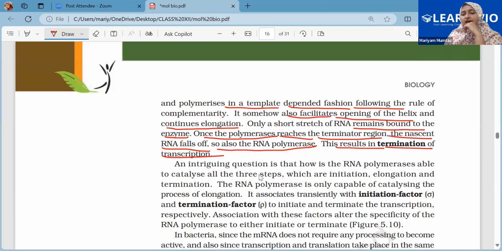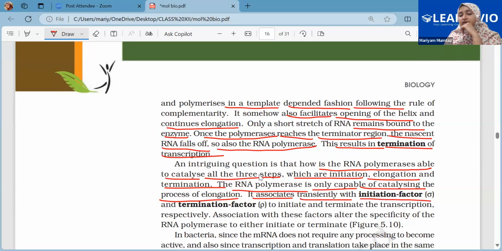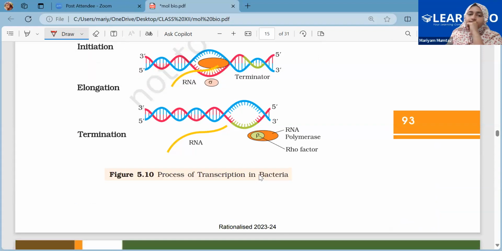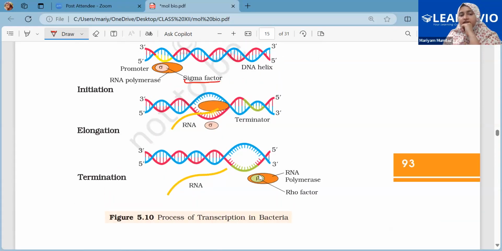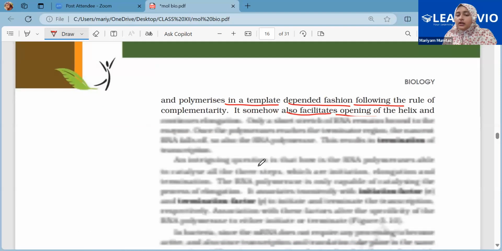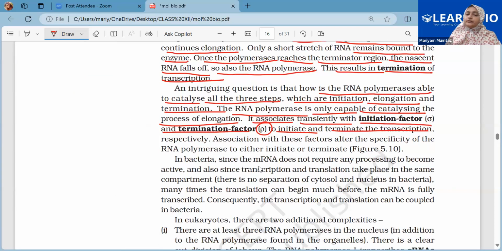Now, an intriguing question is how is the RNA polymerase able to catalyze all the three steps, which are initiation, elongation, and termination? The RNA polymerase is only capable of catalyzing the process of elongation. It associates transiently with the initiation factor, that is sigma, and the termination factor, that is rho, to initiate and terminate the transcription respectively. So here we are seeing the sigma factor is the initiation factor, and the rho factor is the termination factor, because of which initiation happens and also the termination can take place. Association with these factors alters the specificity of the RNA polymerase to either initiate or terminate.